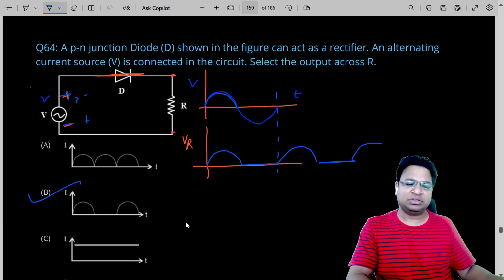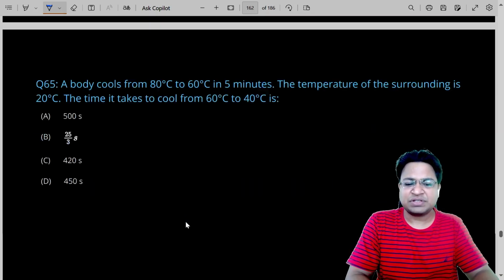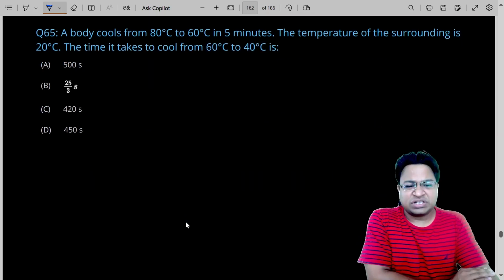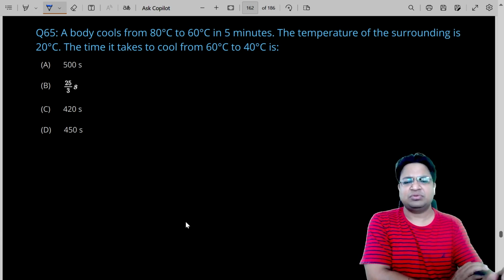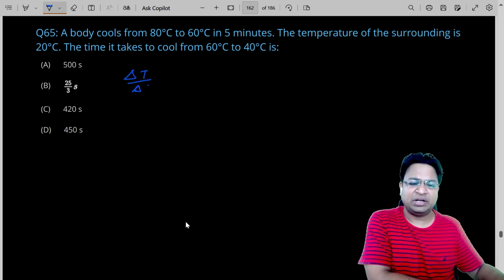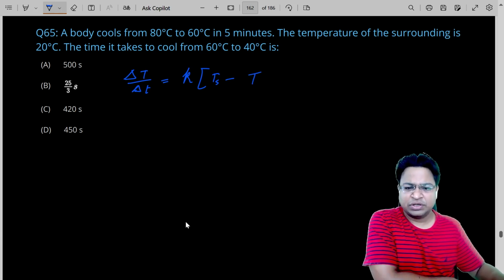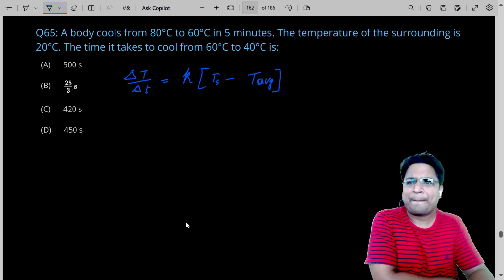So this looks correct. Option B would be the correct one. It behaves as a half wave rectifier. Now question 65. A body cools from 80 to 60 in 5 minutes. The temperature of the surrounding is 20. It takes time to cool. So here we are going to make use of Newton's law of cooling. It says delta T by delta t is equal to K times Ts minus T average. So this is what we are going to make use of.